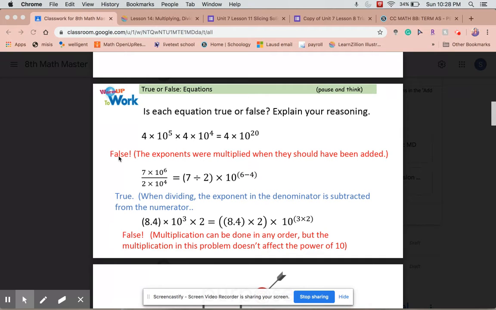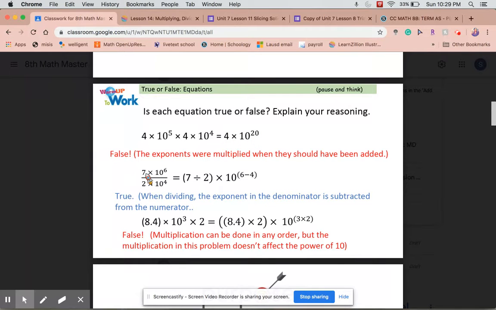Okay? It is false because, yes, you're supposed to keep that number the same, but remember this rule? The power rule, I believe. The exponents were multiplied when they should have been added. So remember that was the very first rule we learned. So it should have been 5 plus 4, not 5 times 4. All right, let me see if I can do it for you guys. Yeah, there we go. Cool.